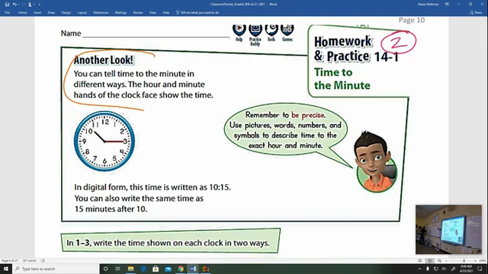Whenever you have a page that says "Another Look," what do you have to do with that part? Read it. Just read it. That's it. You're just reading it. It's there to help you.